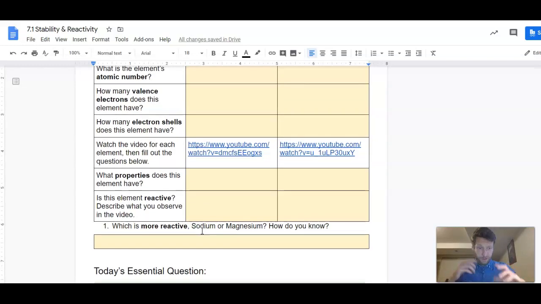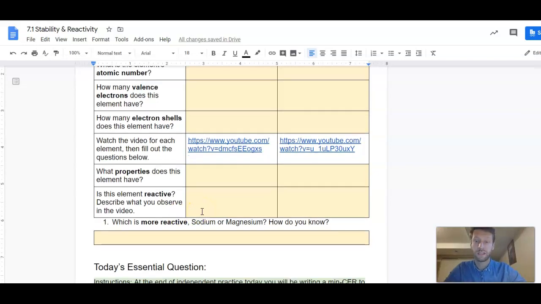We knew this because in the video, when sodium was dropped into water, we saw a much more violent visible reaction. More light was produced. Okay, there's more fizzing and bubbling. Those are two clues that there's a stronger reaction or a higher reactivity for sodium than magnesium.